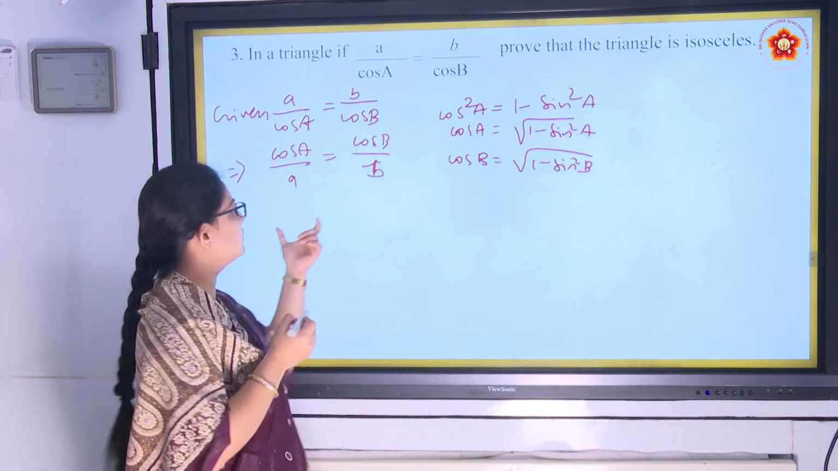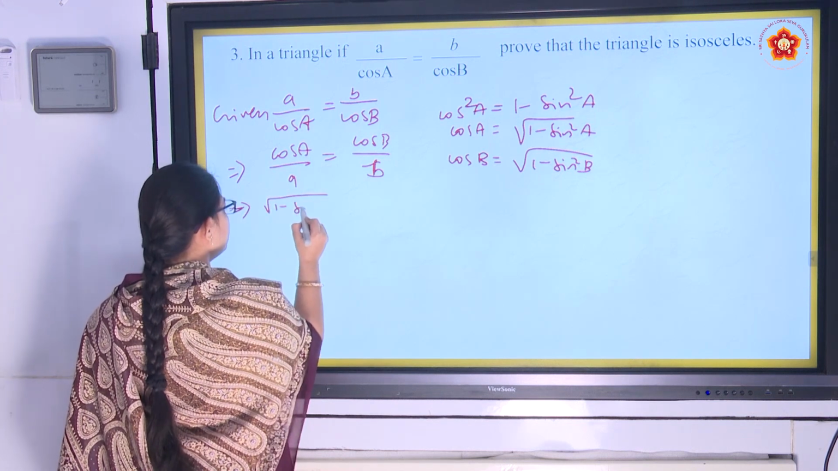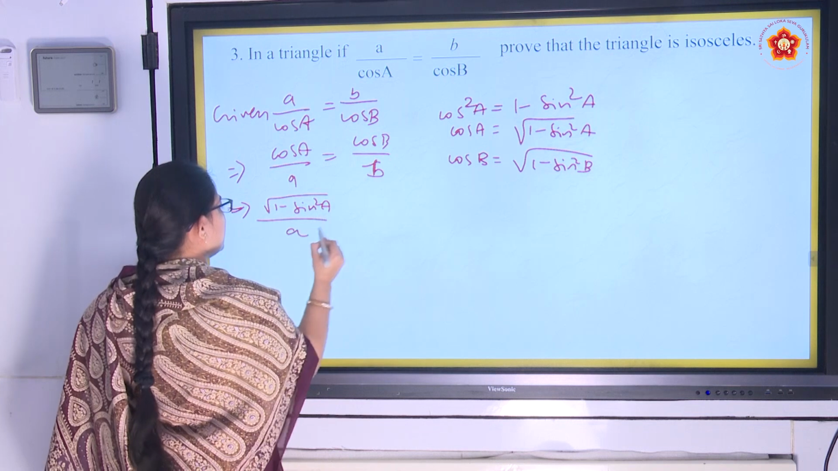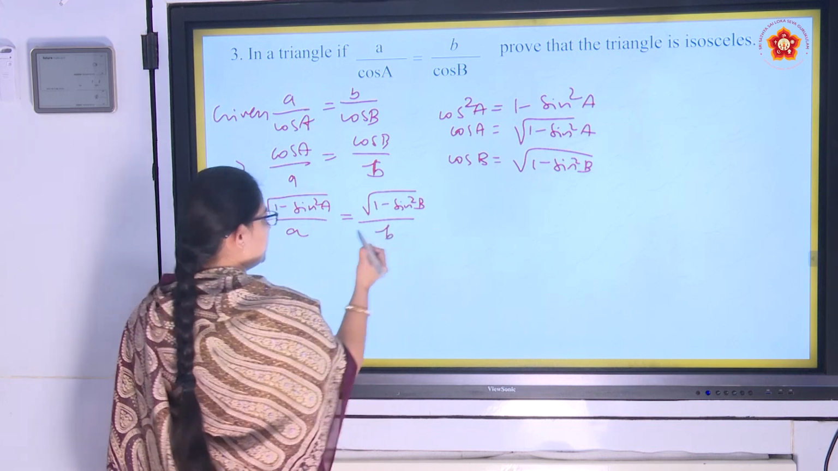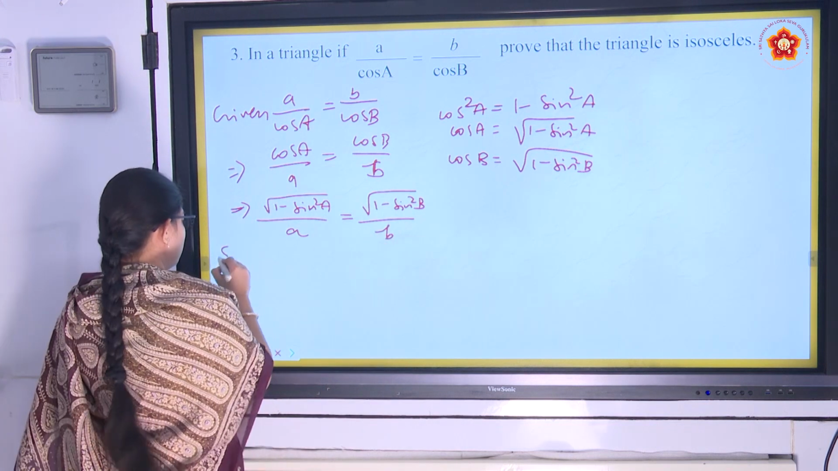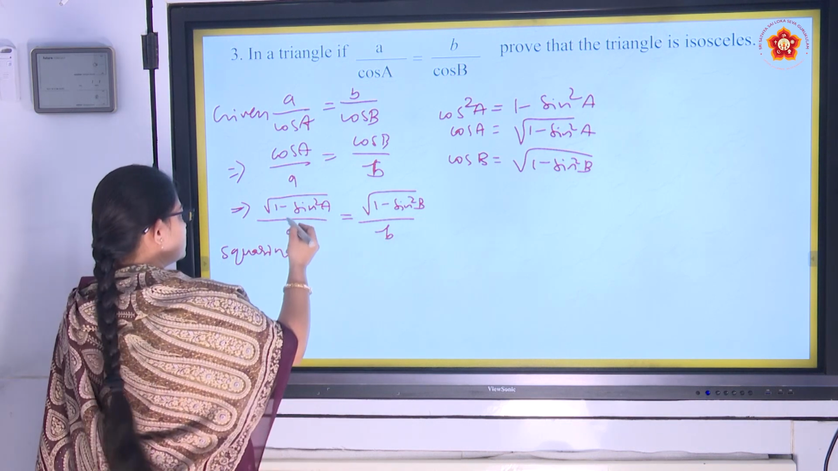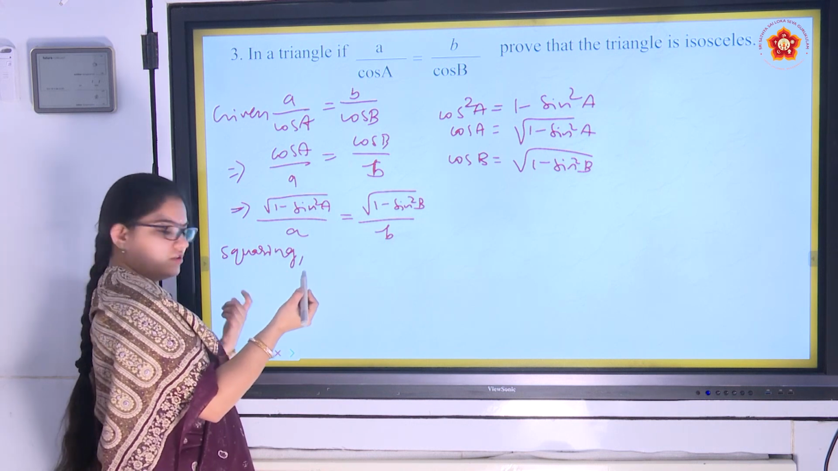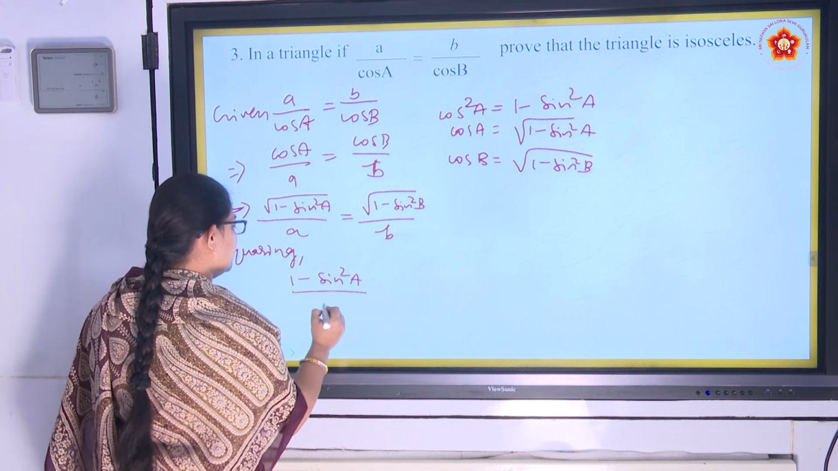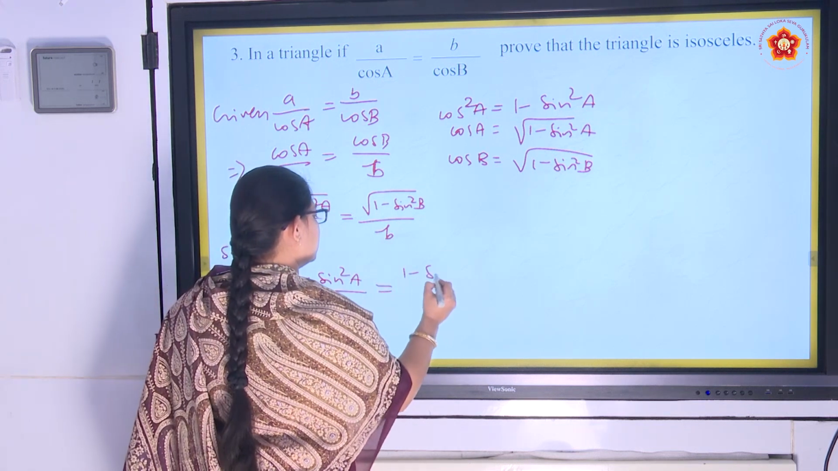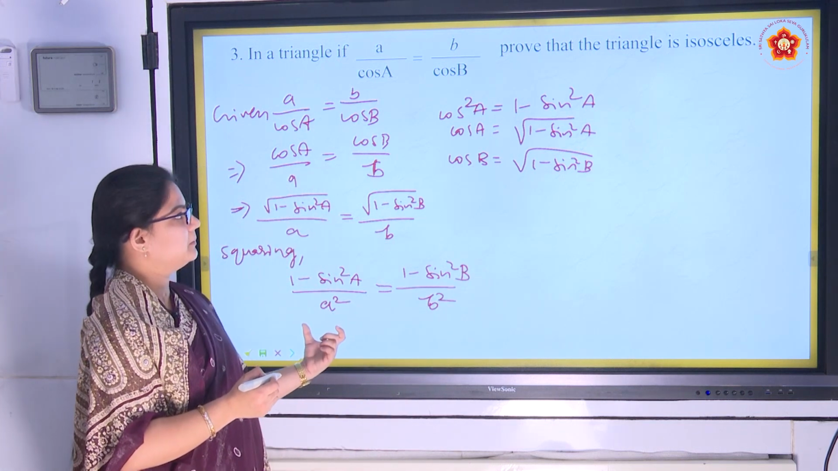So let us make the substitution here. So we have cos A, that is the square root of 1 minus sin square A, divided by a, which is equal to the square root of 1 minus sin square B by b. Now let us square both sides. So on squaring, the square of the square root will get cancelled. So what we get is 1 minus sin square A divided by a square, which is equal to 1 minus sin square B by b square. Now let us separate them.